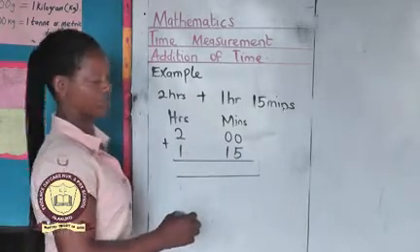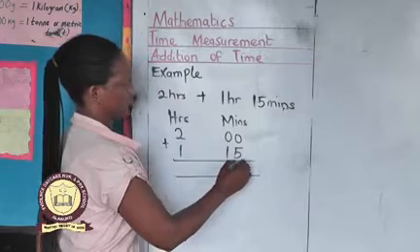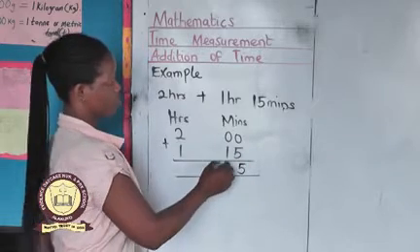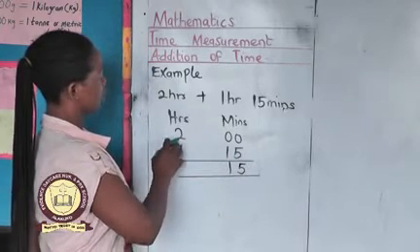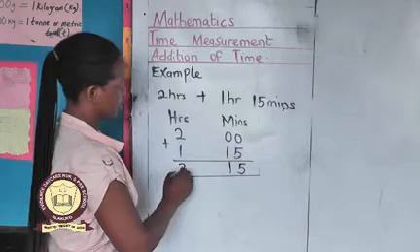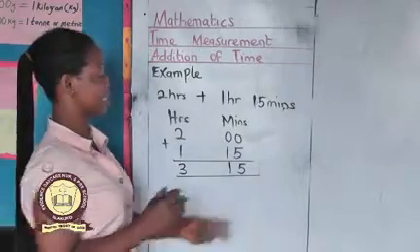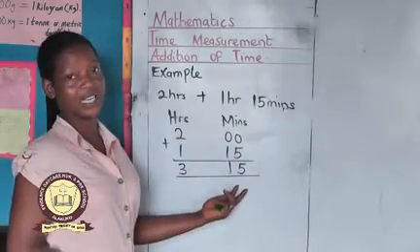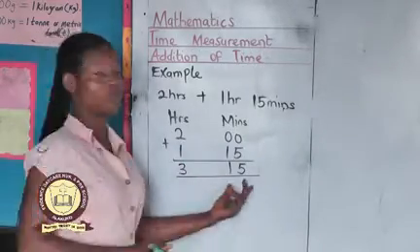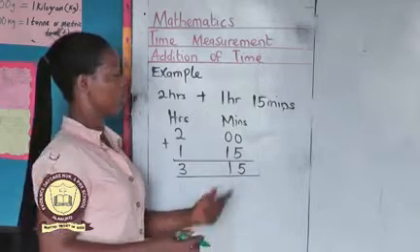Zero plus 5 will give you 5. 0 plus 1 will give you 1. 3 plus 1 is 3. You can see here that you have less than 60. That is why you write the number here directly.